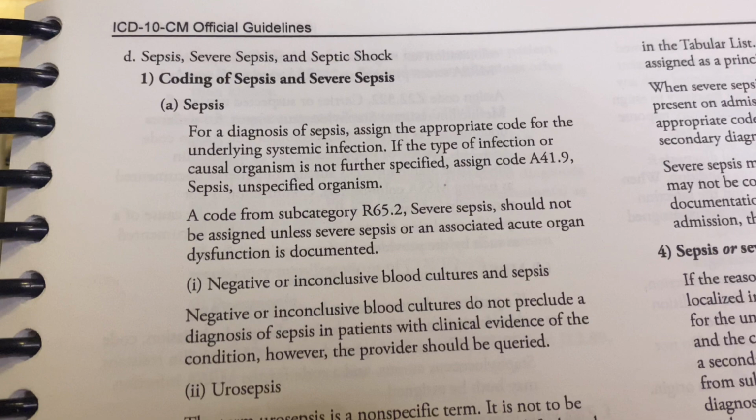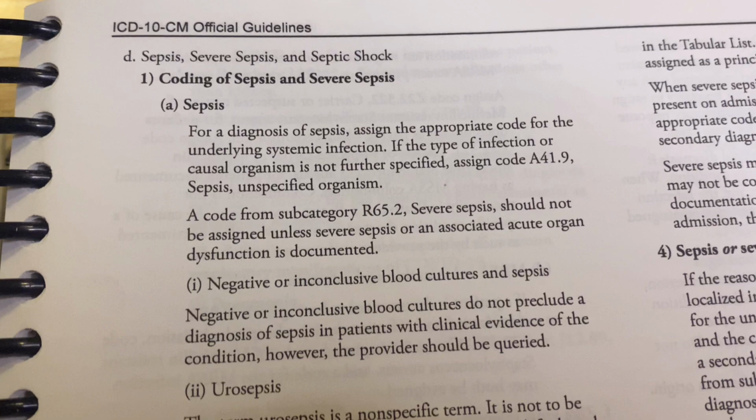But they told us that it was a staphylococcal infection. So we are not going to be using an unspecified code because we have the organism. Right underneath it says a code from subcategory R65.2, severe sepsis, should not be assigned unless severe sepsis or an associated acute organ dysfunction is documented. And we have the acute organ dysfunction, which is the respiratory failure and the hepatic failure. So we are going to be looking at A41 point, and we need to figure out point what, and then R65.2 because we have the acute organ dysfunction.